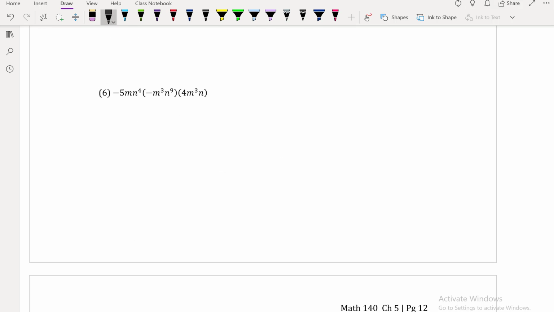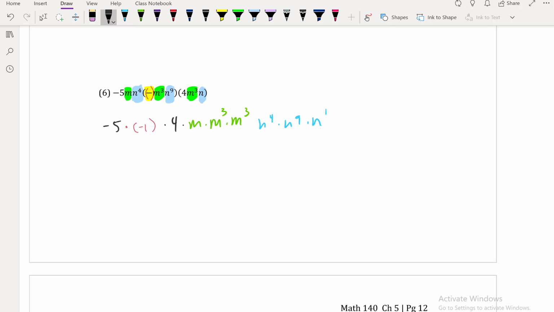For number 6, it's the same process where I'm going to just separate the numbers here. So I definitely have that negative 5. Here, don't forget that's really a negative 1, if you want to think about it that way. And I also have my times 4. Now I have my m to the 3, and m to the 3. So I have m times m cubed times m cubed. And I also have my n powers. So I have an n to the 4, an n to the 9, and an n to the 1 power.